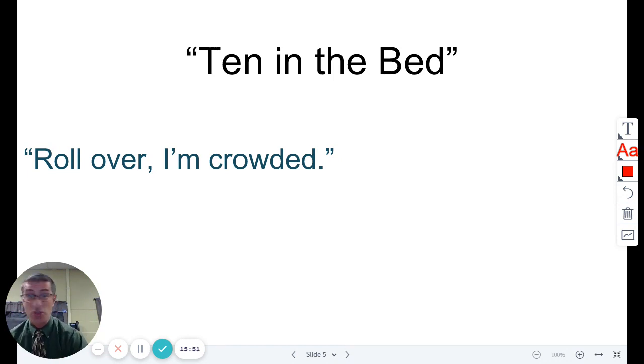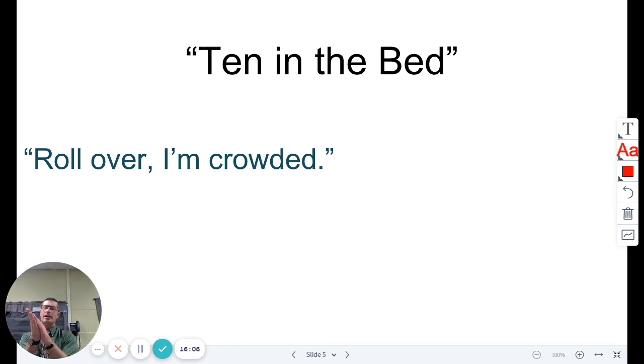Make sure you join in. Make sure you do that part with us too on that fun part of it. So now let's take a look at the words of the song, Ten in the Bed right there. The roll over, I'm crowded. Really good with that part over there. But now I want to take a look at that Ten in the Bed.